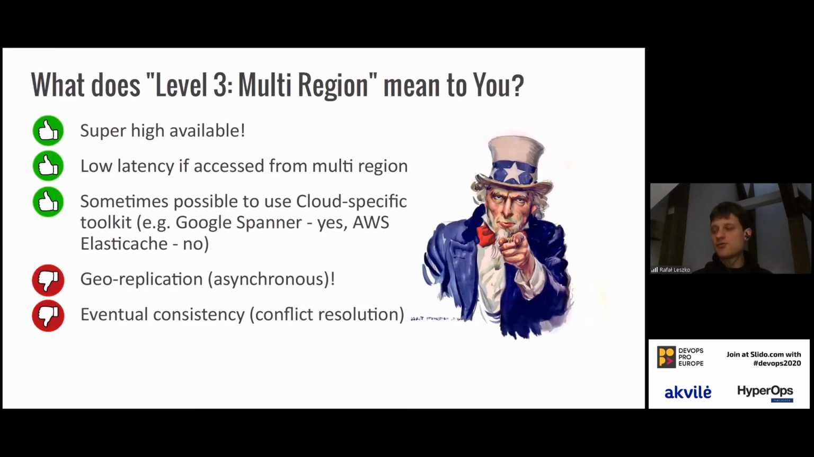Short summary of multi-region. You are super highly available from whatever region you access your data. Latency is low. Sometimes possible with cloud-specific toolkits like Google Spanner, but actually most cloud-specific toolkits won't support it. And from the downside, it's geo-replication. It's difficult because you cannot depend on your data when it's sent asynchronously, and you have to depend on eventual consistency and conflict resolution. It will impact how you design your application and your business logic. That is why it's way more difficult than multi-zone.